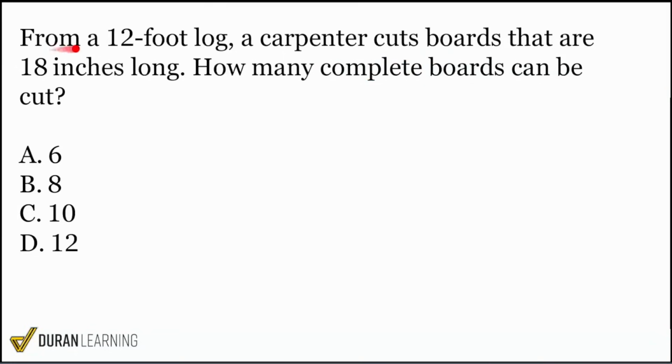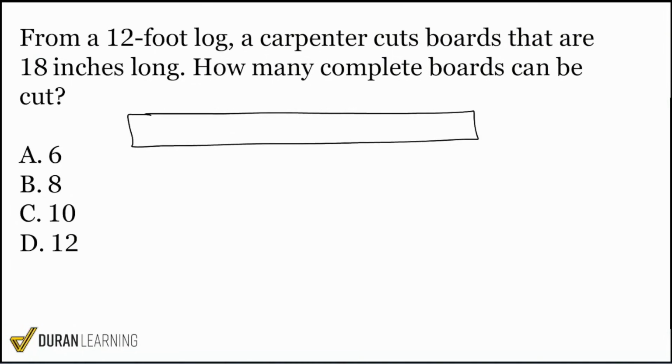So from a 12-foot long log, a carpenter cuts boards that are 18 inches long. How many cuts can we make? Everybody, what operation does that make you think of? If I want to cut this 12-foot log and I want to make cuts that are 18 inches apiece and I want to see how many cuts I can make, that's division. Absolutely, 100%, that is division.